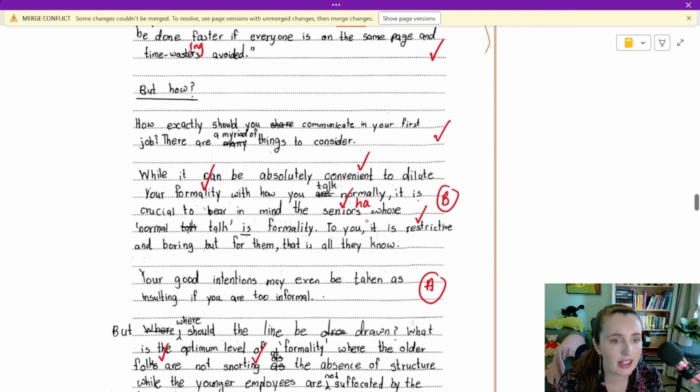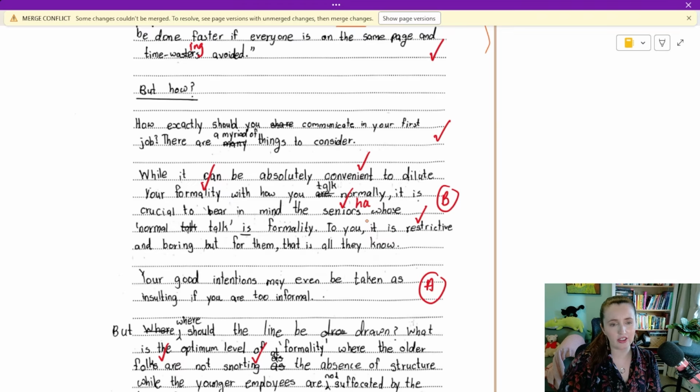But how? How exactly should you communicate in your first job? There are a myriad of things to consider. Well, it can be absolutely convenient to dilute your formality with how you talk normally. It is crucial to bear in mind the seniors, whose normal talk is formality.